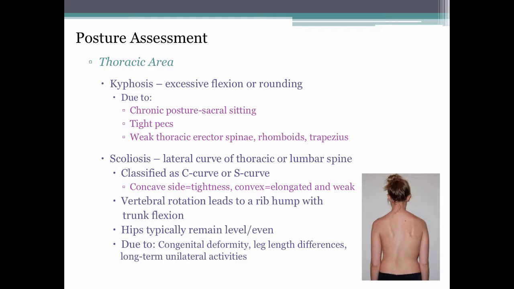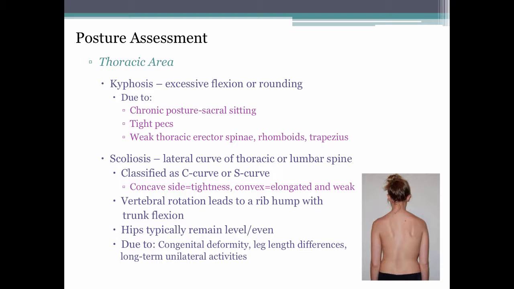On the concave side, or the right side, she's going to develop tightness in her erector spinae or quadratus lumborum there. On the left side, she's going to get weakness as those muscles are chronically elongated. Scoliosis leads to vertebral rotation, and you'll see a telltale sign of the rib hump.